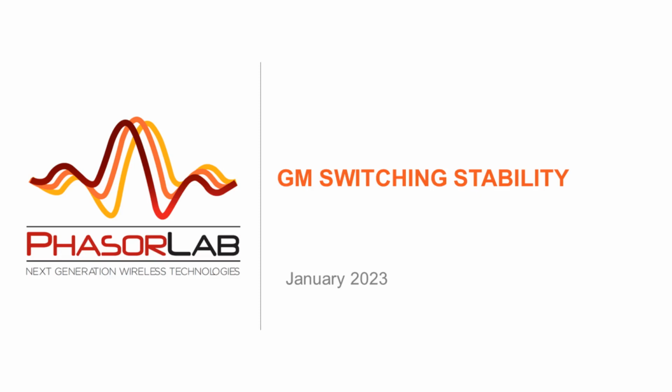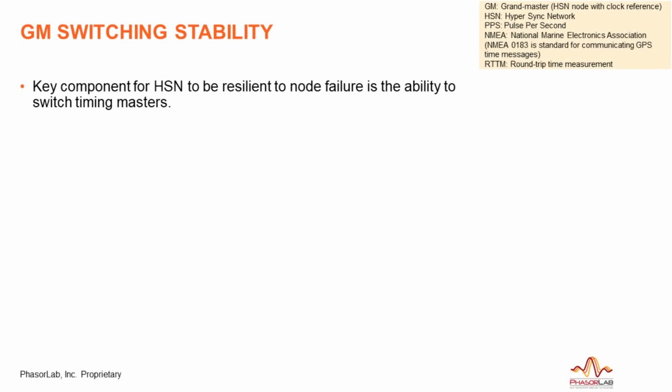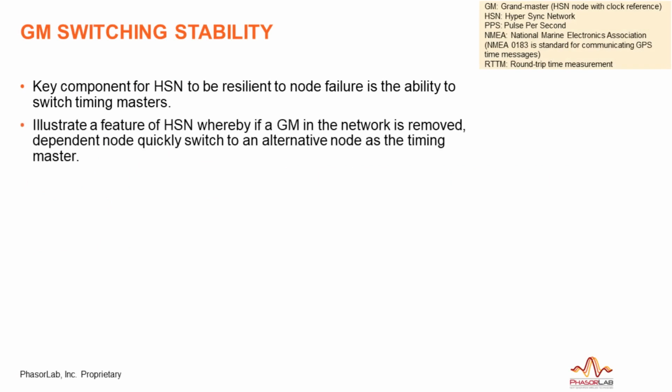HSN delivers PNT services through a mesh of inter-node communications. In this demonstration, we're going to show a node switching its time source with minimal interruption to timing stability when this original source node is disabled.